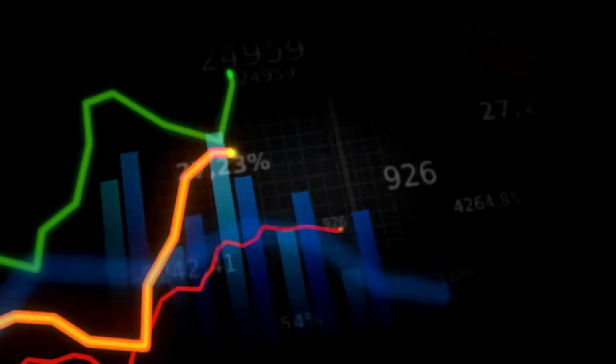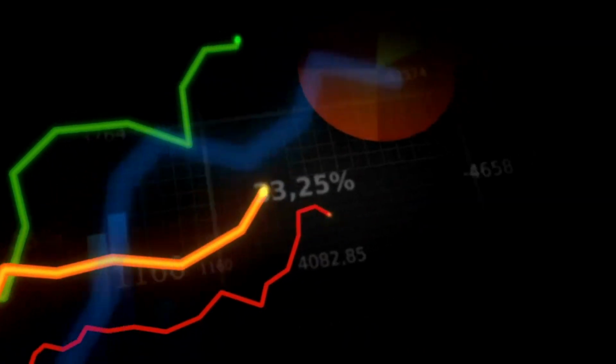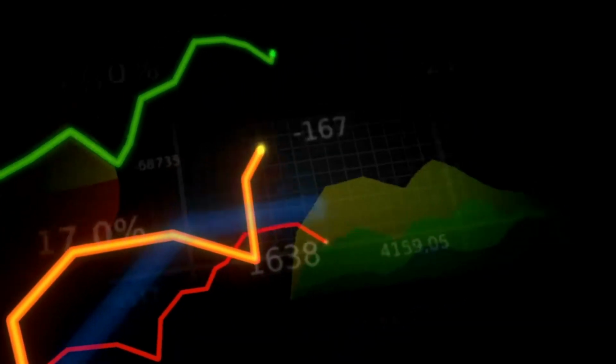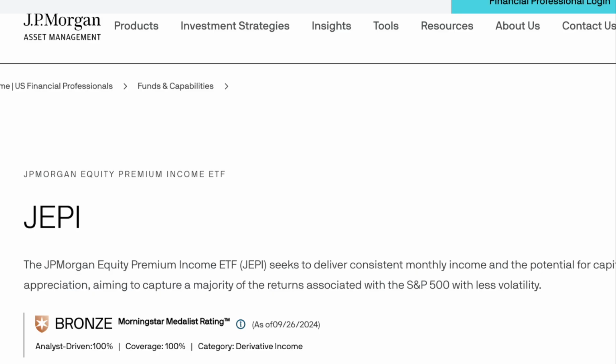Let's take a look at another example, a blend of high yield and dividend growth. Let's say we are willing to forego some of the high yield appeal in exchange for a moderate level of capital appreciation and some dividend growth. Enter the JP Morgan Equity Premium Income ETF, ticker symbol JEPI.